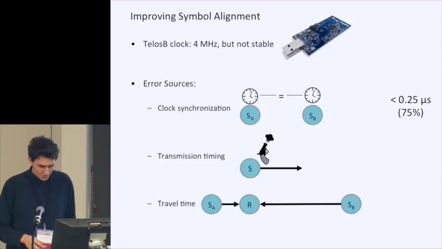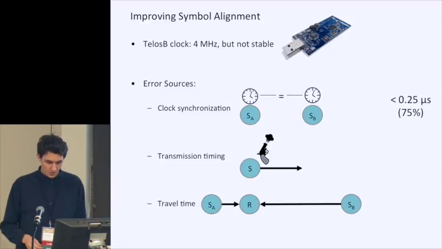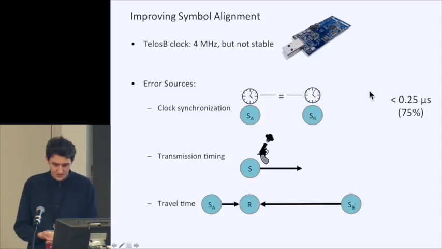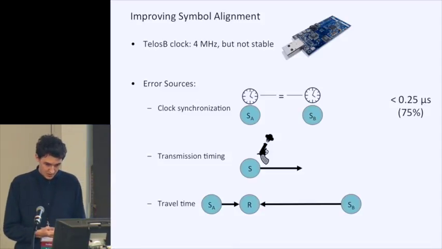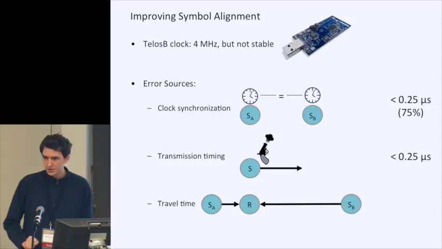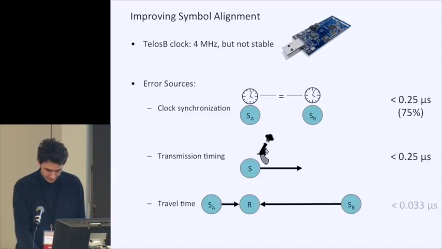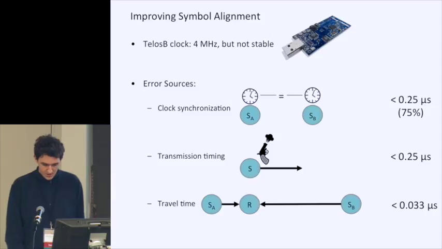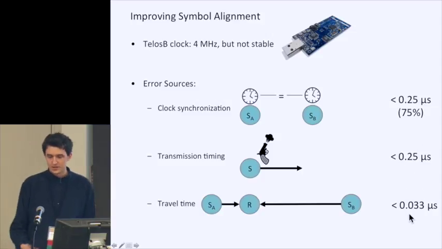So we managed to get the clock synchronization down to below 1 tick, or a quarter of a microsecond, in 75% of cases, with a lot of linear regression and trying to smooth out the jitter. The transmission timing also to below 1 such clock cycle. And the travel time, well, we just said we won't have senders which are more than 10 meters in difference to the receiver. So this restricts this value to be less than 33 nanoseconds.